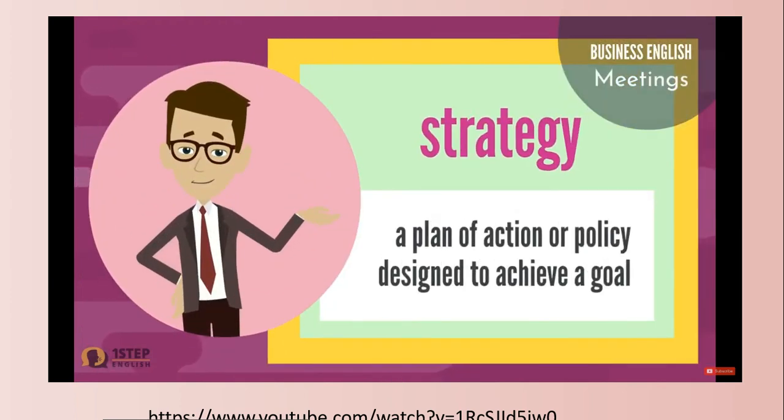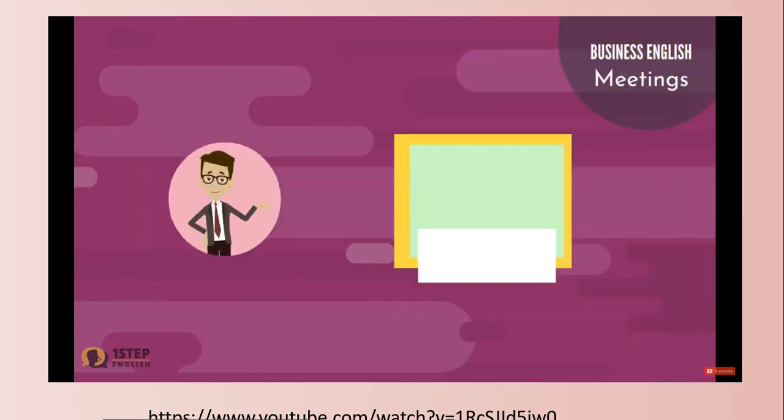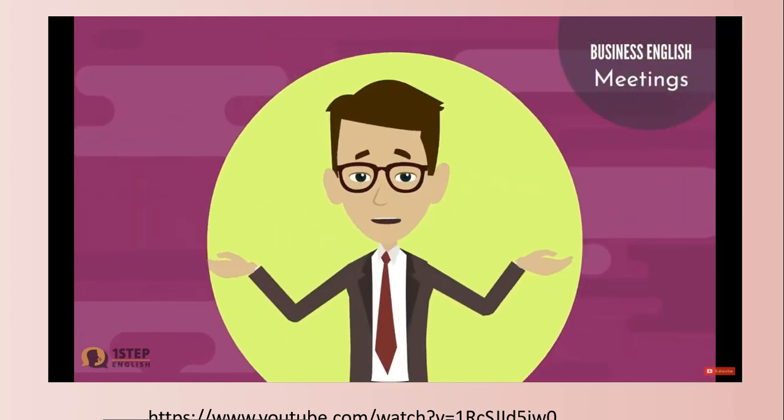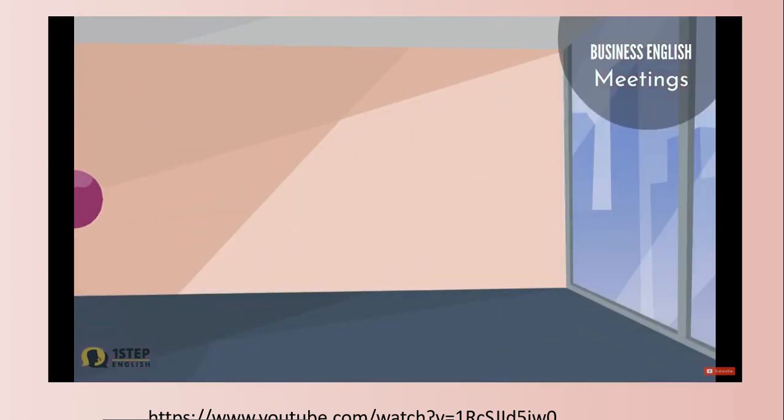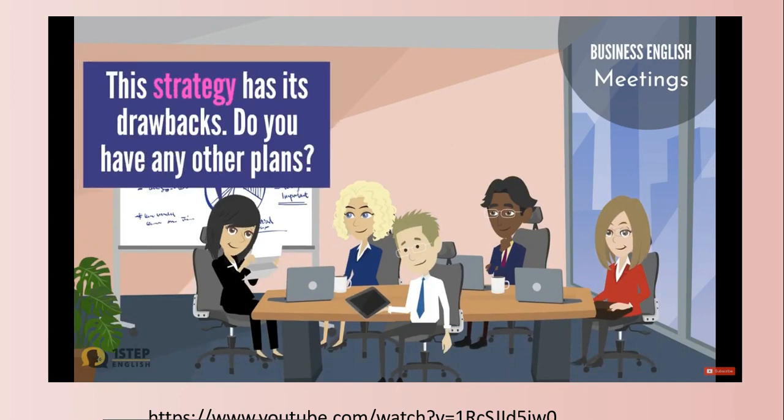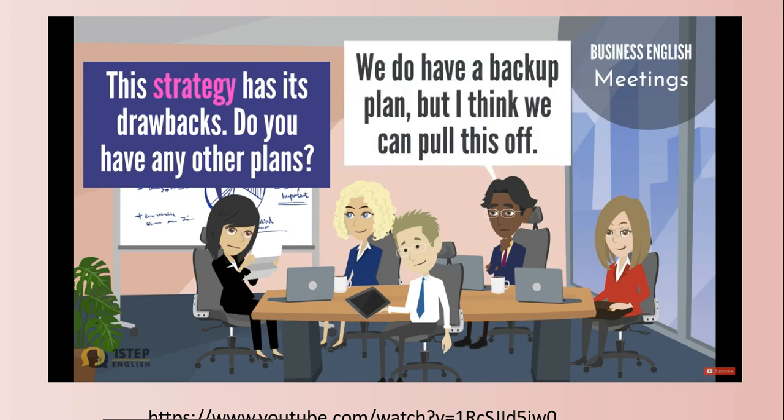Strategy. It refers to a plan of action or policy designed to achieve a goal. Here's an example. This strategy has its drawbacks. Do you have any other plans? We do have a backup plan, but I think we can pull this off.